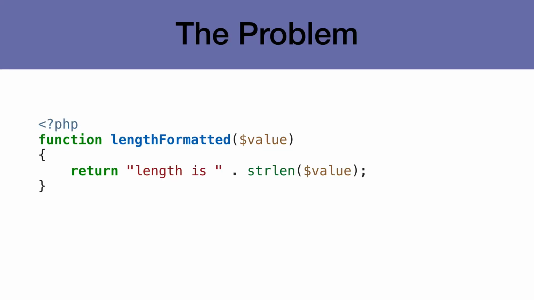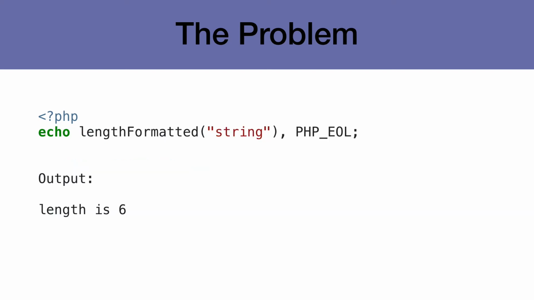The problem. Let's say we've just written the following function to generate a formatted string indicating the length of another string. When we call this with a string, we get the expected result. Everything is right with the world and we're done for the day. But what if we accidentally send it a boolean? What happens then? Length is 1? That's not what we want to have happen, and we just found a potential bug in our software.